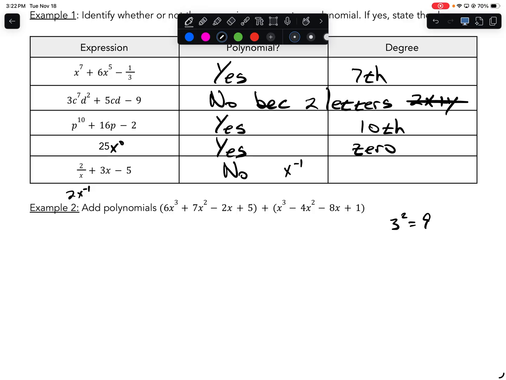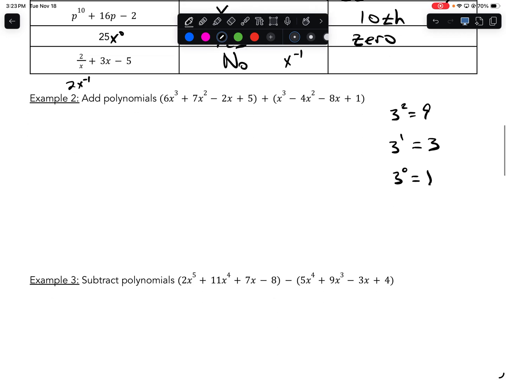So 3 squared is 9. What's 3 to the first power? 3. How did I get from 9 to 3? What did I divide by? 3. So 9 divided by 3 is 3. If I do 3 to the 0 power, what's 3 divided by 3? 1. Weak sauce back there. 3 to the -1: what's 1 divided by 3? 1/3. So it's 1 over 3 to the first power.